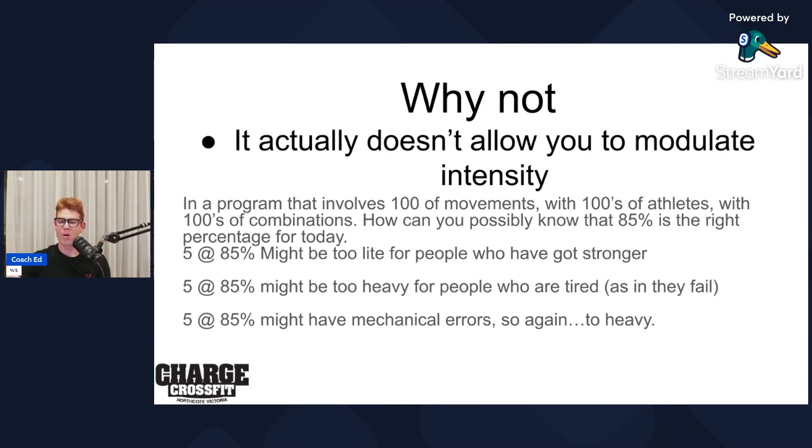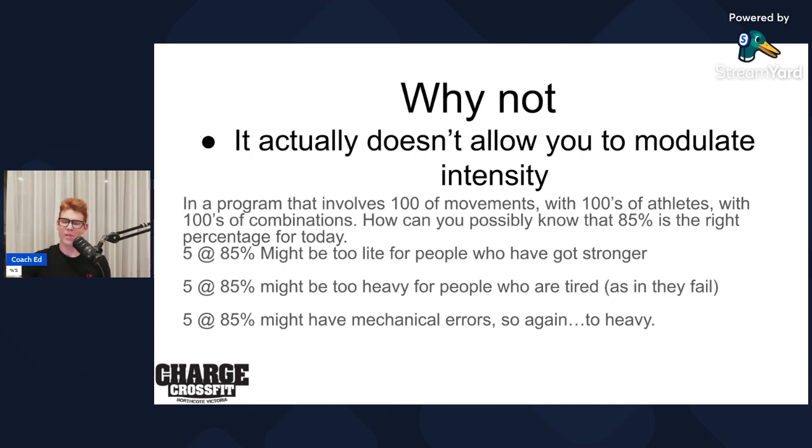In a program that involves hundreds of movements with hundreds of athletes, with hundreds of possible combinations, which is what affiliate programming is, how can you possibly know that 85% is the right percentage for today for every single person in every single circumstance? And the answer is you cannot. And here are some examples of that.